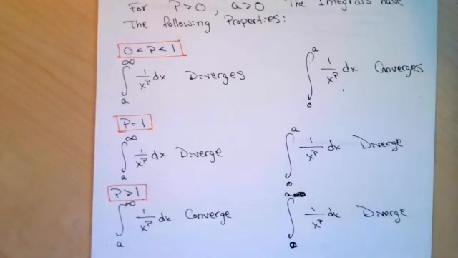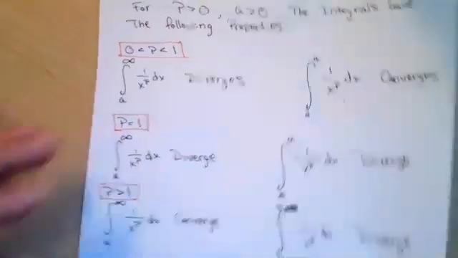Can you just repeat your explanation of what's going on when 0 is less than p is less than 1, when that diverges but the other converges? Can you just kind of conceptually explain that again real quick? Sure. Let's draw a picture.